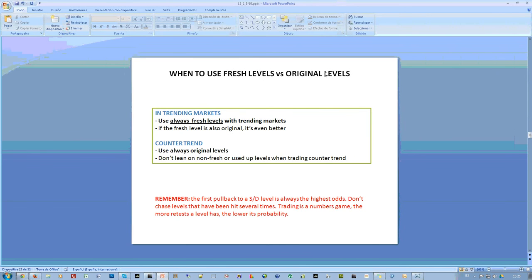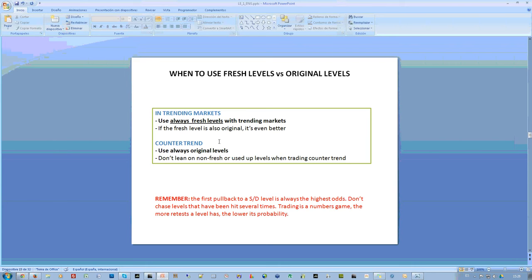This is the use of the levels on the original levels. In trending markets, we will always use fresh levels, always. We don't need an original level in order to trade a trending market, a market which is in an uptrend. We just need the fresh demand levels. We don't need original levels. If a level is original, it's even better, but we don't need original levels.